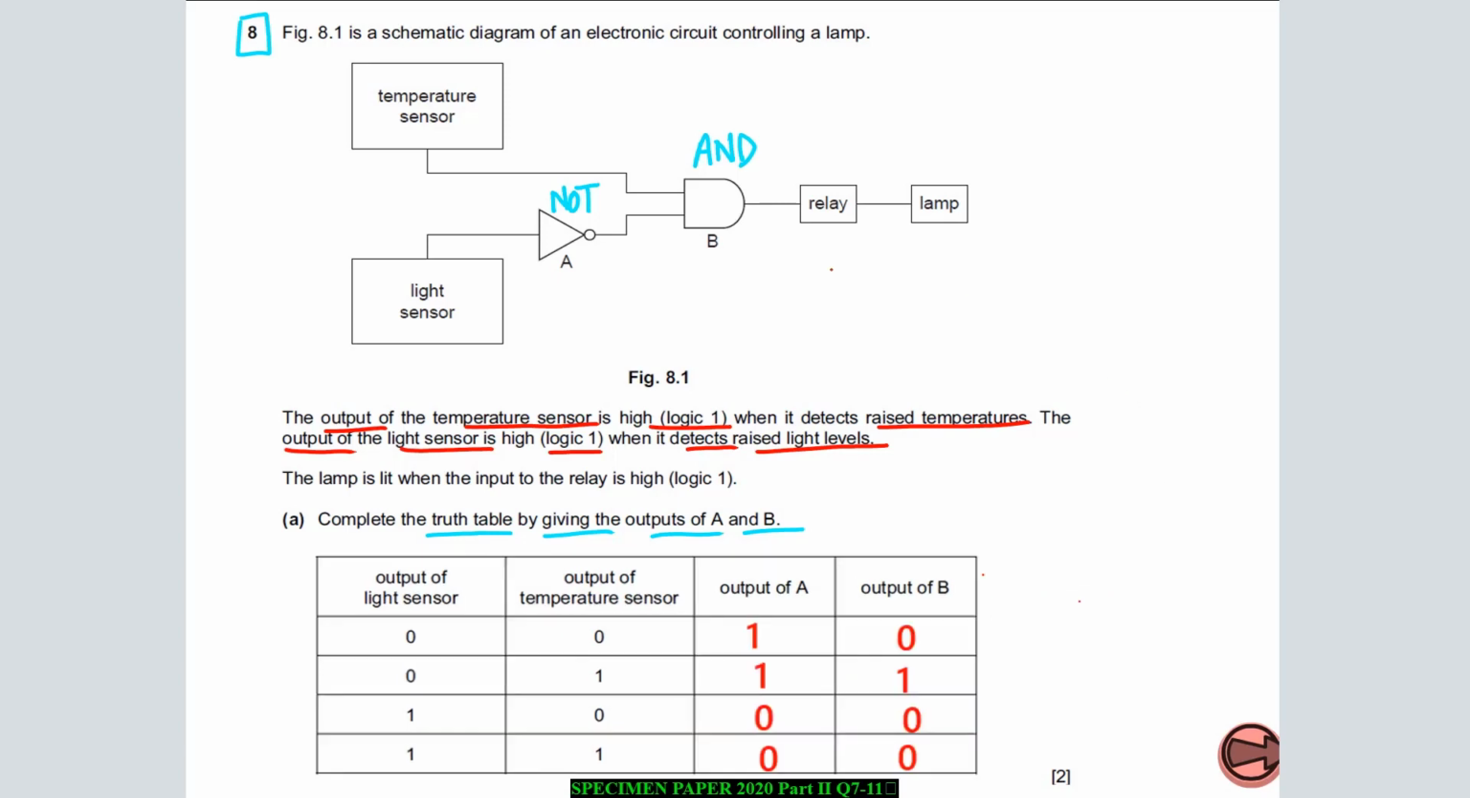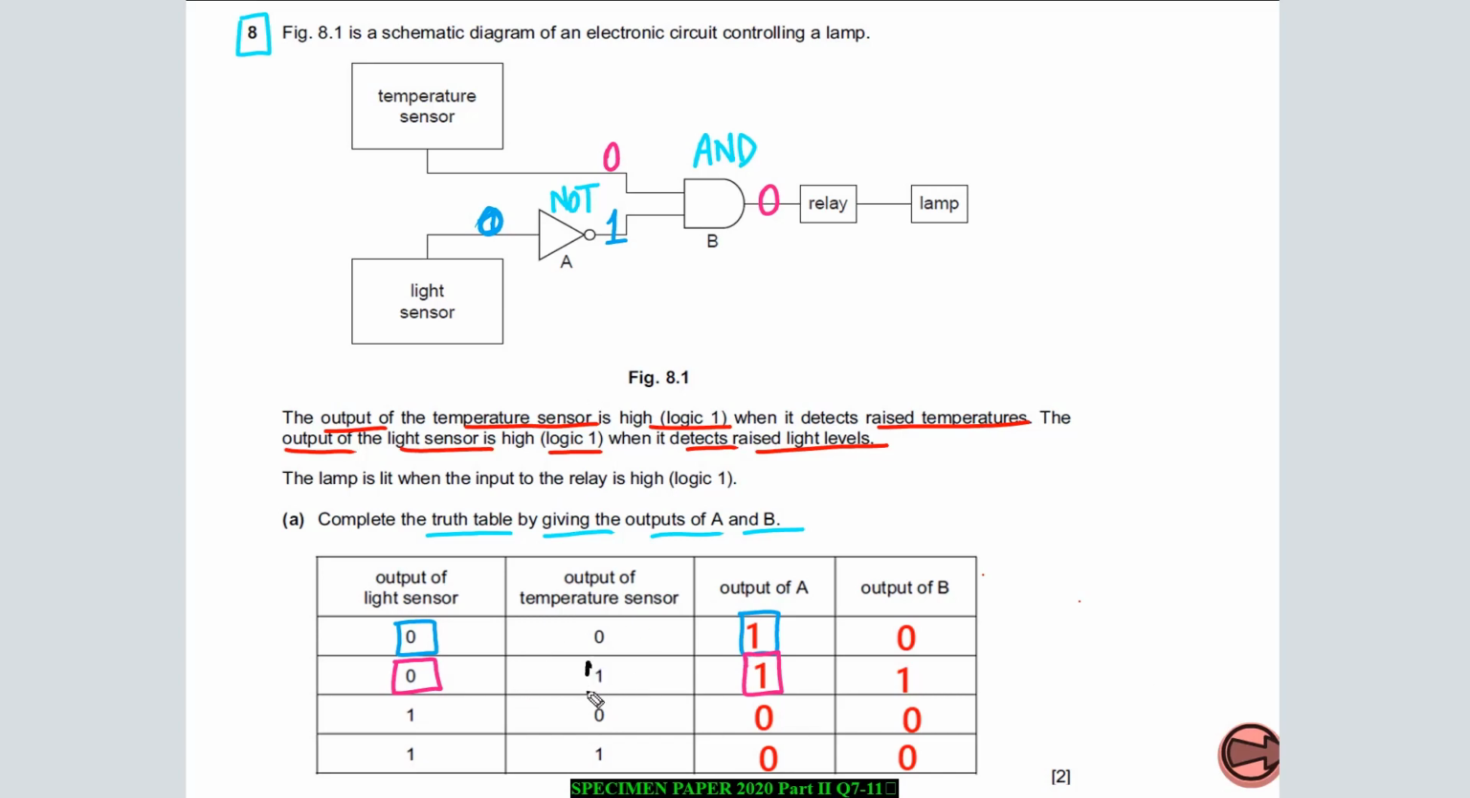So let's try to understand. I don't need to write again and again, so you can see from here. The output of the light sensor: if it is 0, and it goes through a NOT gate, this has to be 1. That's the reason we wrote 1 here. Now, if this is 1 and this one is 0, what is the output? That has to be 0. Next, when the output of the light sensor is 0, this again has to be 1.